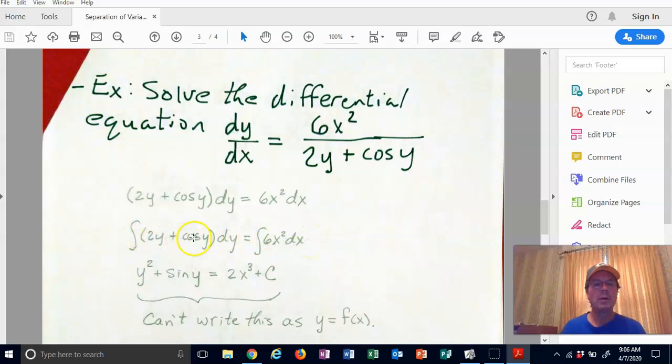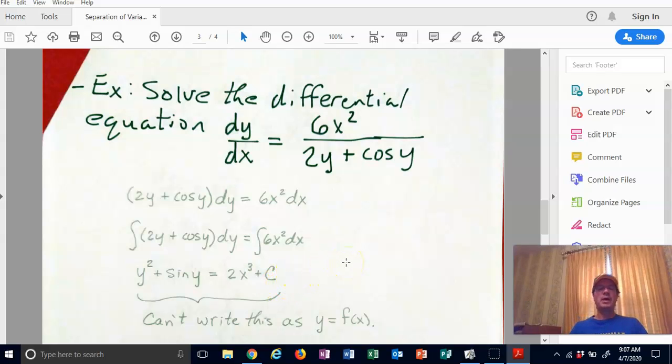And when I integrate the left side, I have two terms. The integral of 2y is just going to be 2y squared divided by 2, or just y squared. The integral of cosine of y with respect to y is just sine of y. I'll put all the plus c stuff on the right side. Integrating 6x squared would be 6x cubed divided by 3, or 2x cubed plus the arbitrary constant c, which we put on right over here.